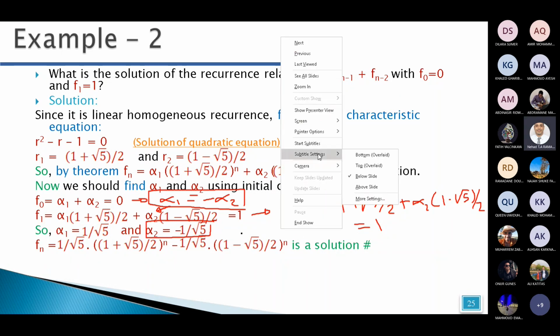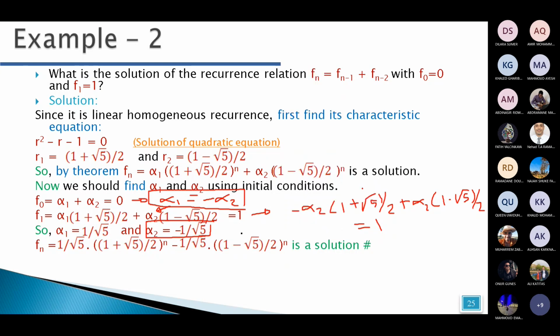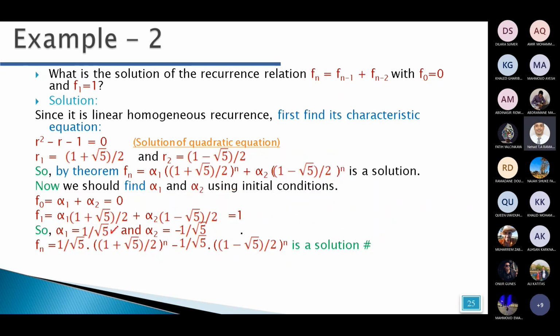So simply, after we find alpha 1 and alpha 2, put their values in the solution. So this becomes the solution for this linear homogeneous recurrence relation. I know maybe you feel it's a difficult solution here because we have roots and so on.